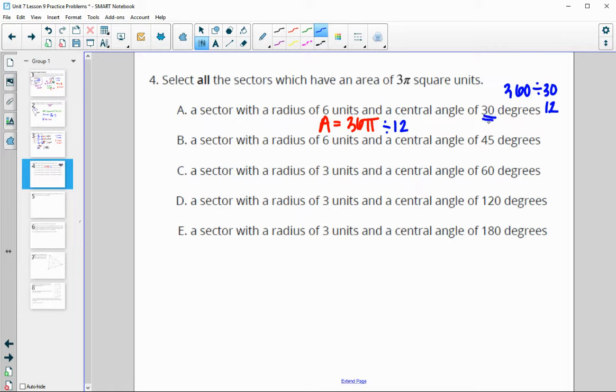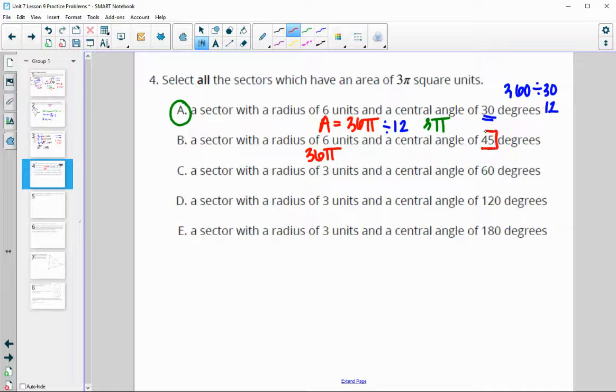Okay, 12 equal chunks is how many times 30 goes into 360. So 36 pi divided by 12 is 3 pi. So A has an area of 3 pi. So again, we see a radius of 6, so the area is going to be 36 pi.